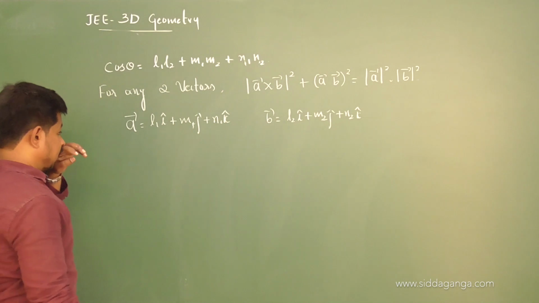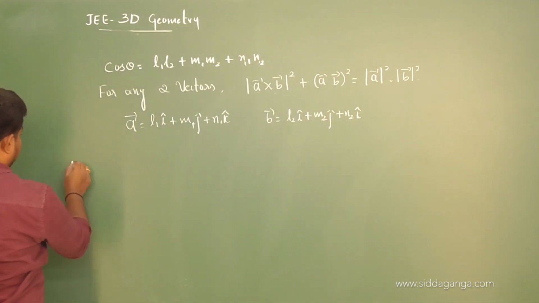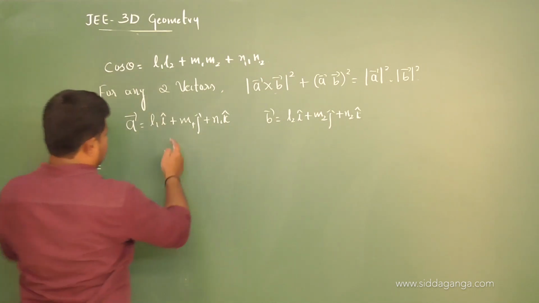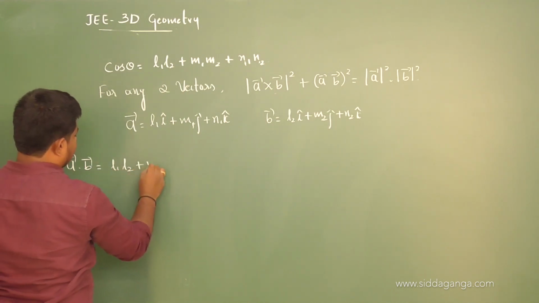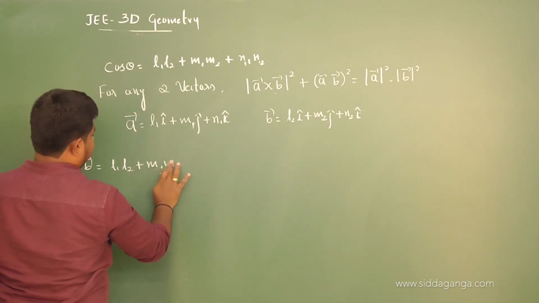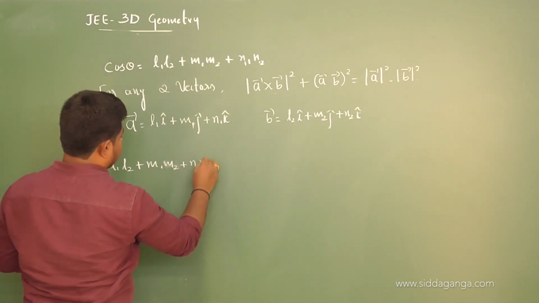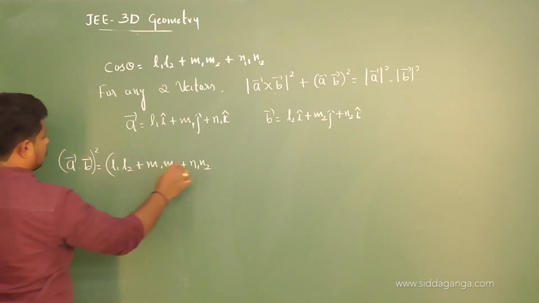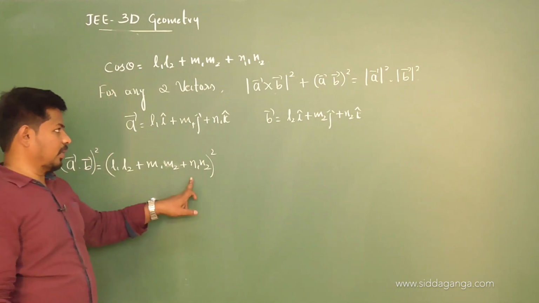Now let's find A dot B first. A dot B is the dot product of these two. This gives L1 L2 plus M1 M2 plus N1 N2. Then whole square gives L1 L2 plus M1 M2 plus N1 N2 whole square.